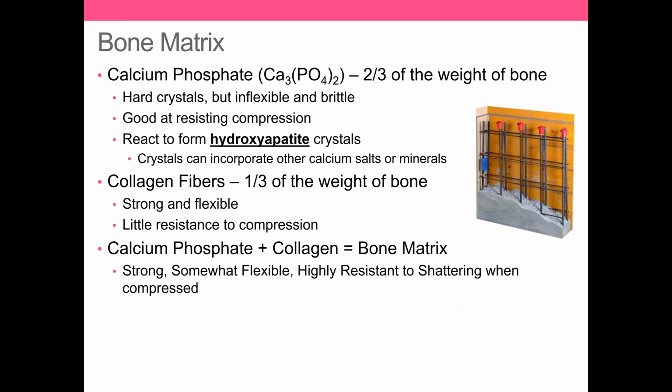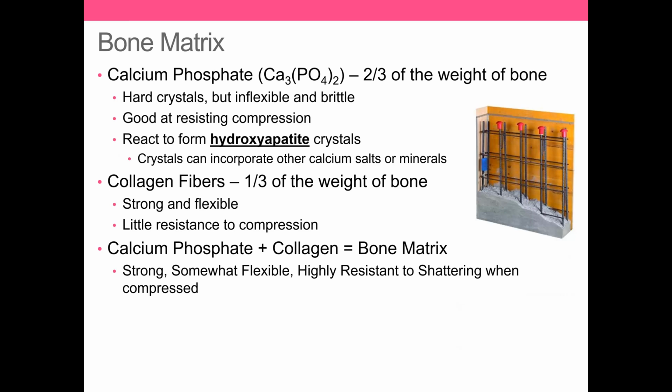And you can compare the matrix of bone to steel reinforced concrete. With steel reinforced concrete, you get something that is stronger than the steel by itself or the concrete by itself. When you pour the concrete around the steel rods, the whole overall final product is very, very strong. And bone matrix works the same way. The collagen serves like the steel fibers, and the calcium phosphate is like the concrete that you pour around it. And with both of them together, you have a very strong final product.